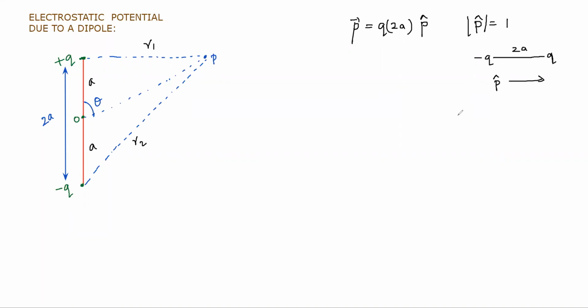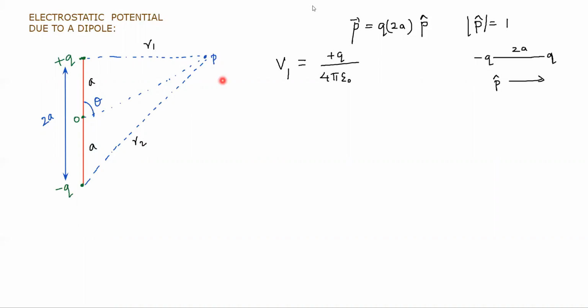There are two charges. Separately, each charge will create a potential. Let the potential due to the first charge be V1. The potential due to the first charge is plus Q divided by 4 pi epsilon naught. Look at the distance to the point P from the plus Q charge. It is at a distance of R1. Similarly, the minus Q charge is at a distance of R2 from the point P.